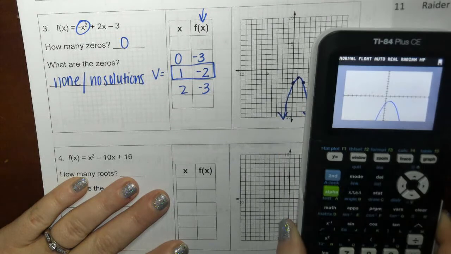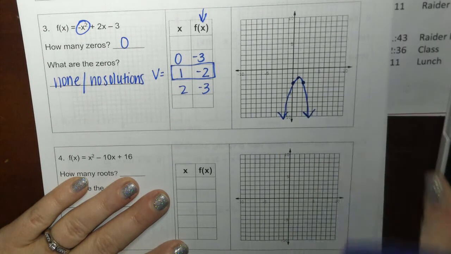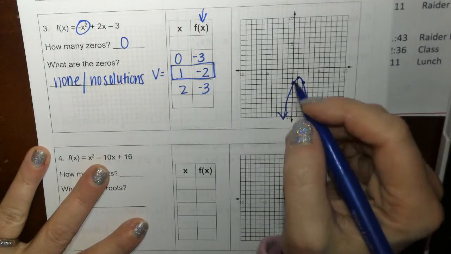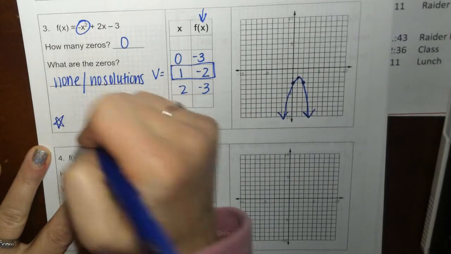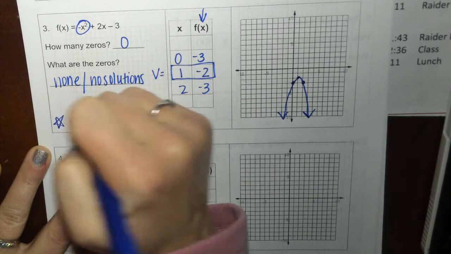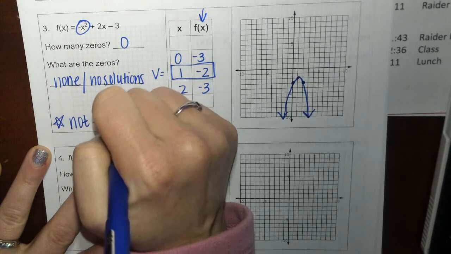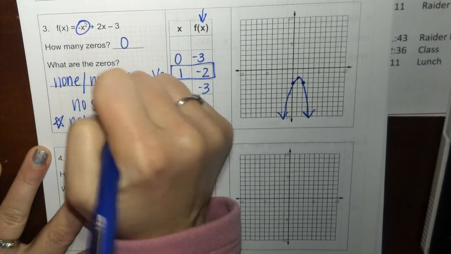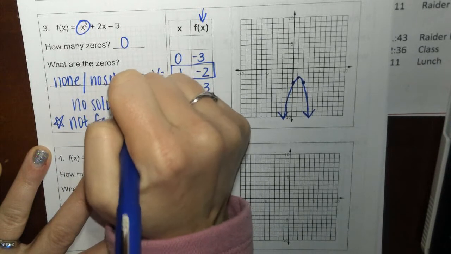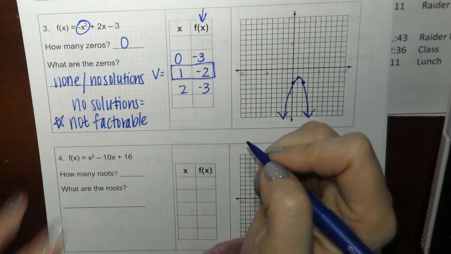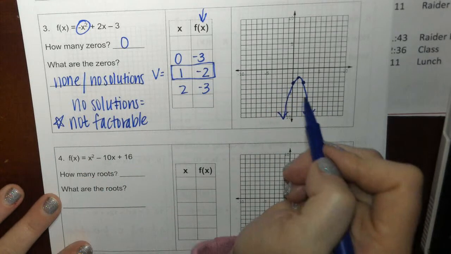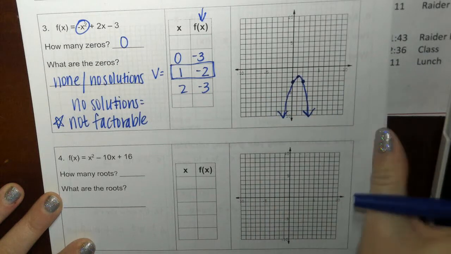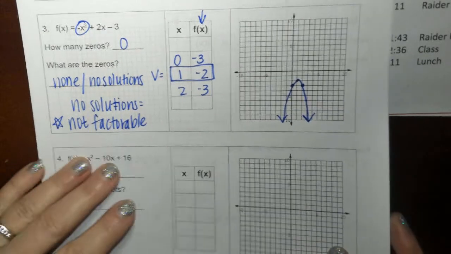So see, it looks like my line. Okay, so there were no solutions to that. And on this one, if there are no solutions, we can say it's not factorable either. It only crosses the y-axis. It does not cross the x-axis, the x-intercept.